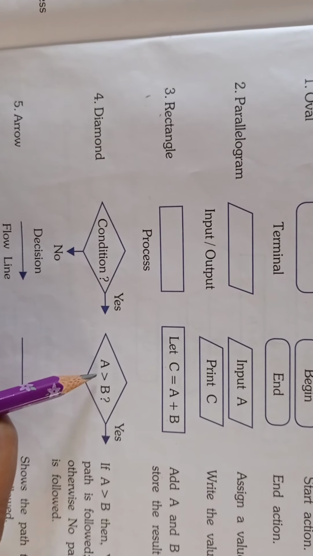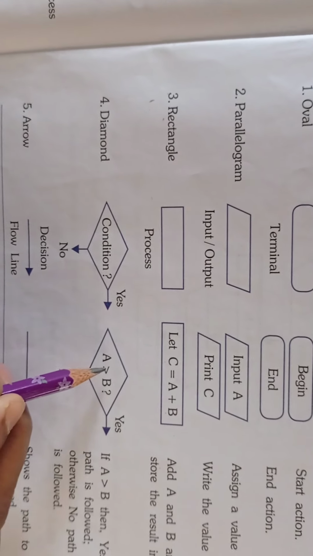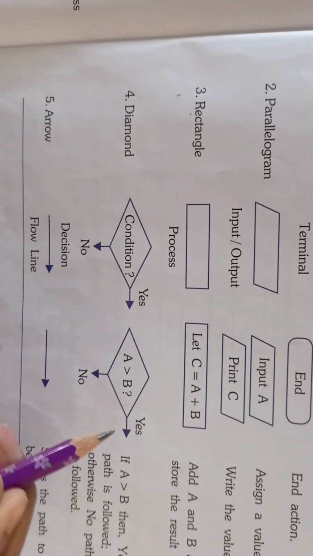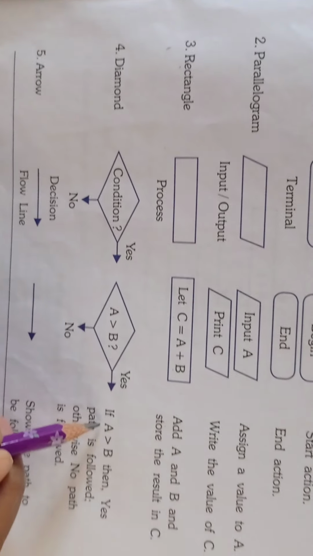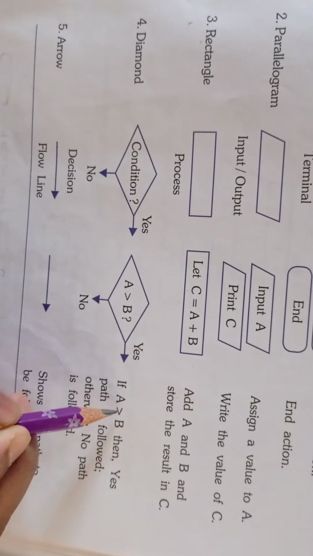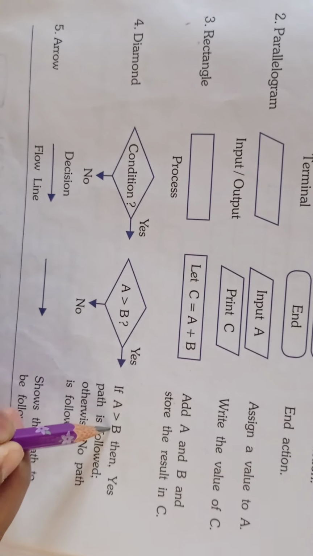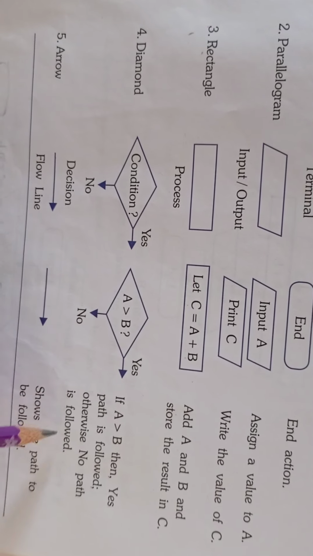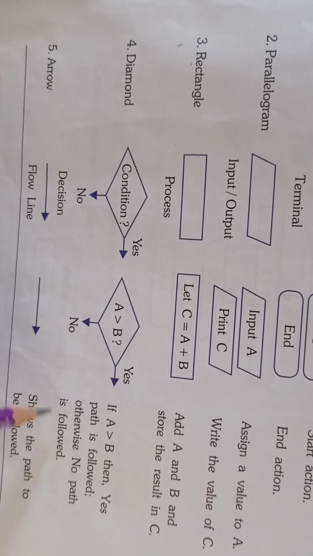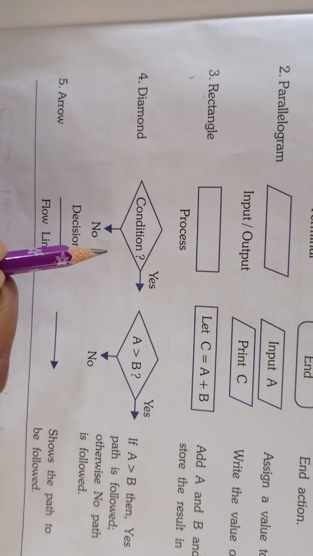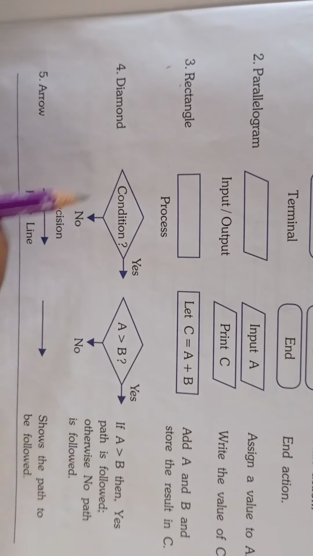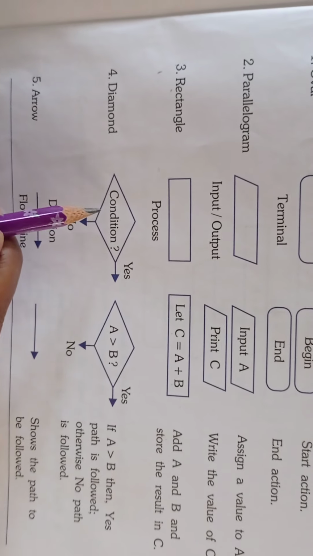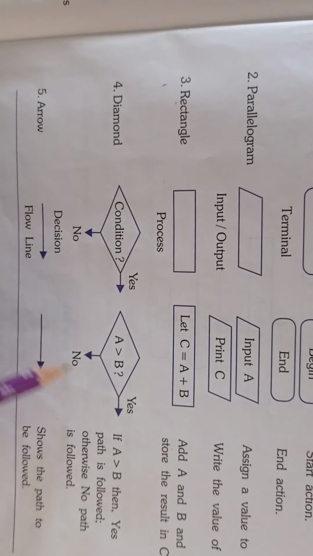So here you can see the example of it. A is greater than B, so no, yes. If A is greater than B, then the yes path is followed. Otherwise, the no path is followed. So the condition is used. The decision symbol is used when we have this kind of decision, yes or no.